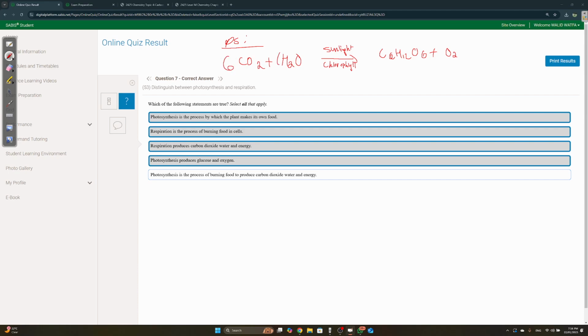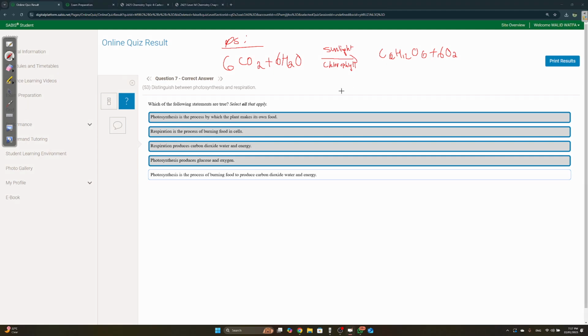This is balanced by doing this. Okay, this means it's balanced. This is photosynthesis. Respiration is the other way around. It goes 6 oxygen plus C6H12O6 to produce 6CO2 plus 6H2O. Respiration produces carbon dioxide, water, and energy. Yes, carbon dioxide, water, and obviously you guys know respiration is how we get energy.